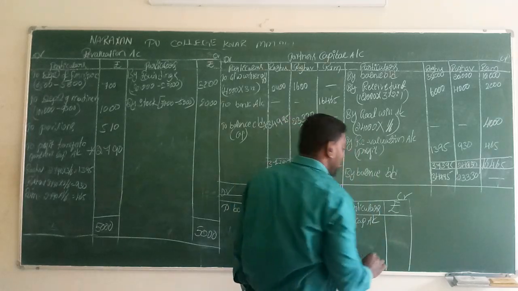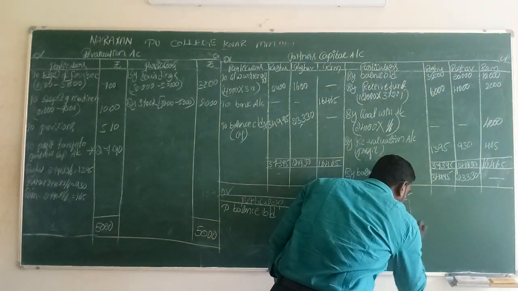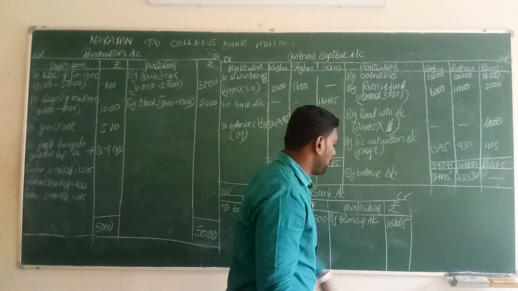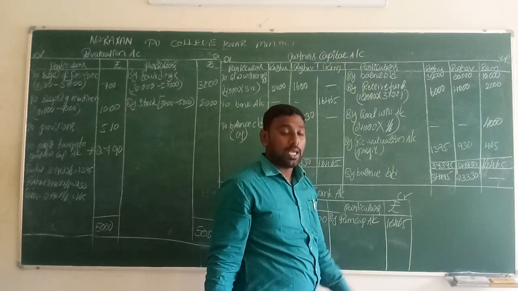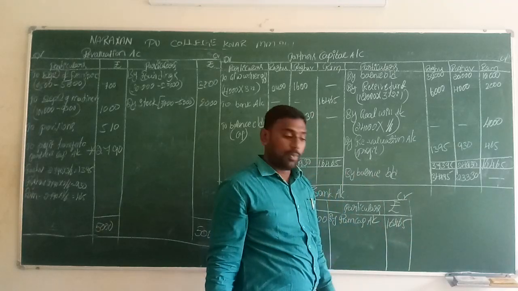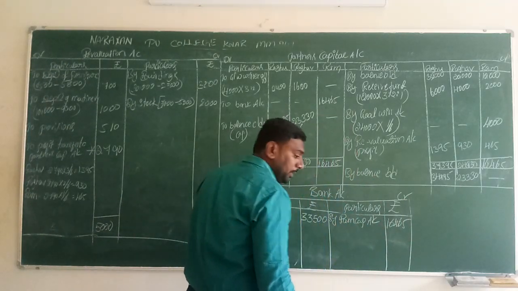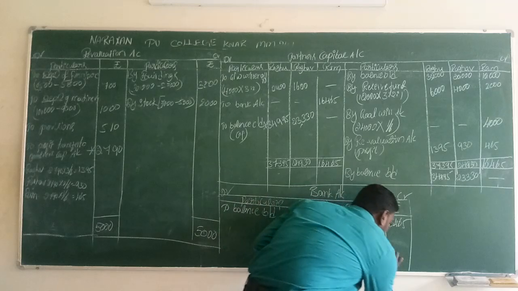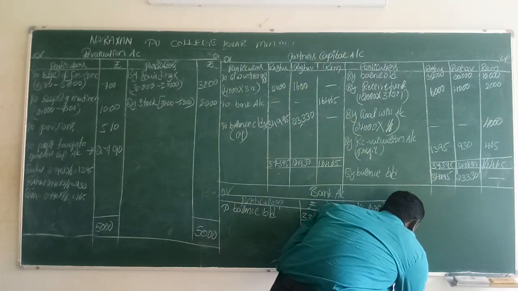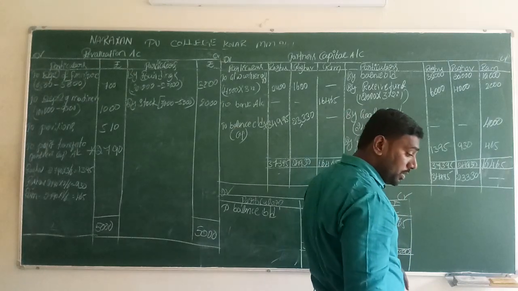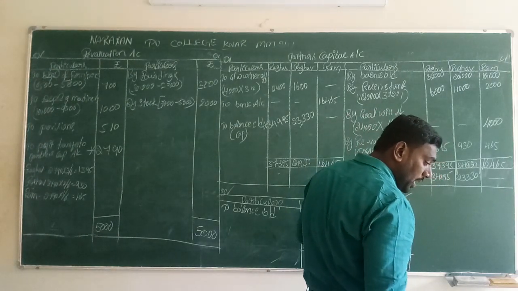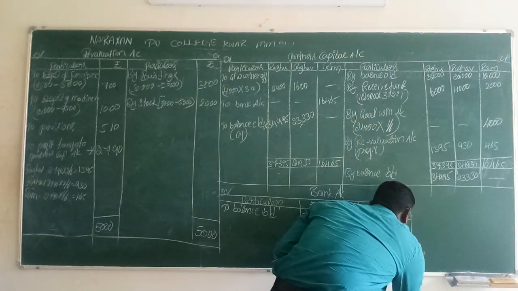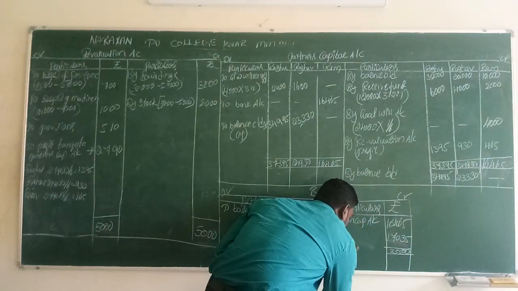How much of the check are we giving? 16,465 rupees. Out of 33,500, we are giving a check of 16,465 rupees. Now, what is the balance available in our bank account? The total is the same value, 33,500. 33,500 minus 16,465 gives 17,035 rupees. 17,035 is the remaining balance carried down.